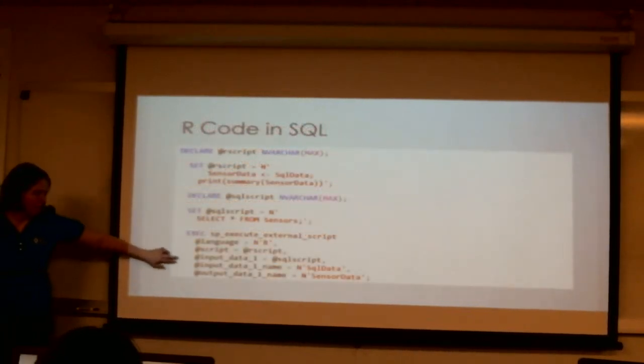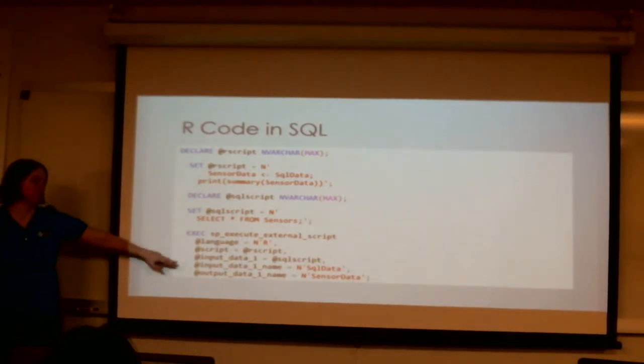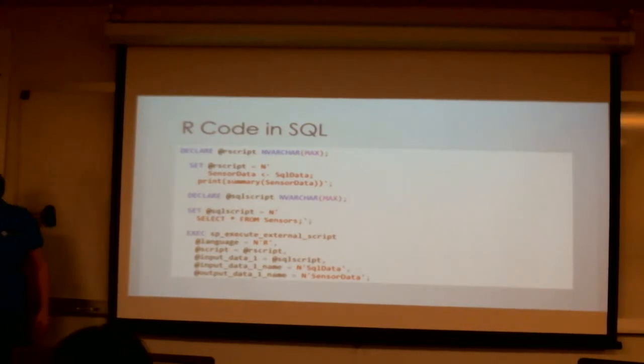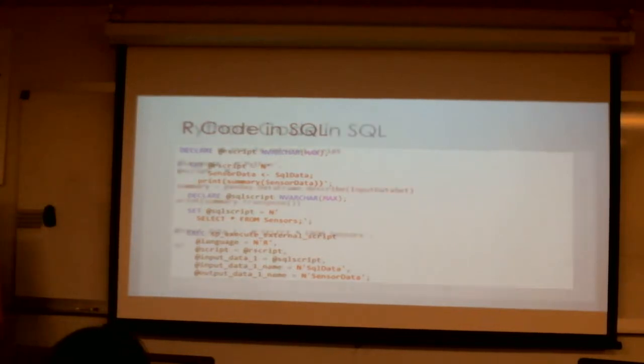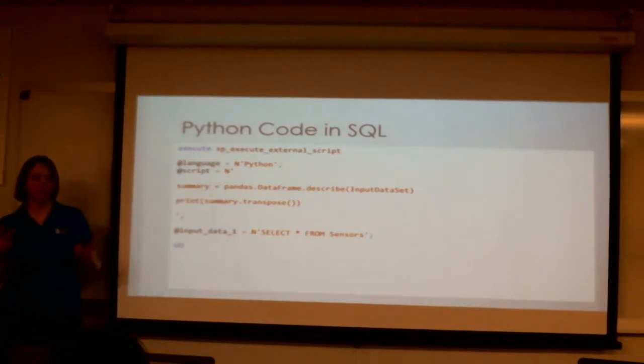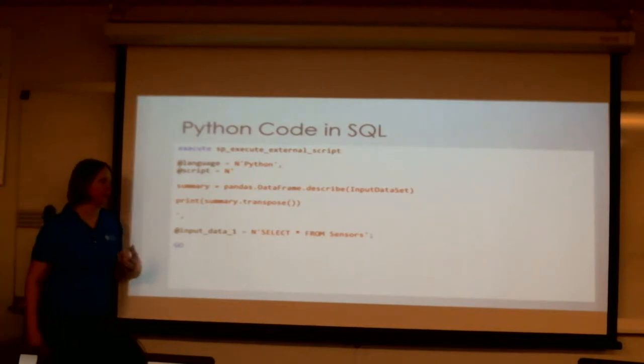At the bottom here, there are two parameters, input_data_1_name and output_data_1_name. Those parameters could also be used in Python. But this is to show you that if you don't use them, input data set is what it will automatically be translated as. That's the convention for the way this is set up.